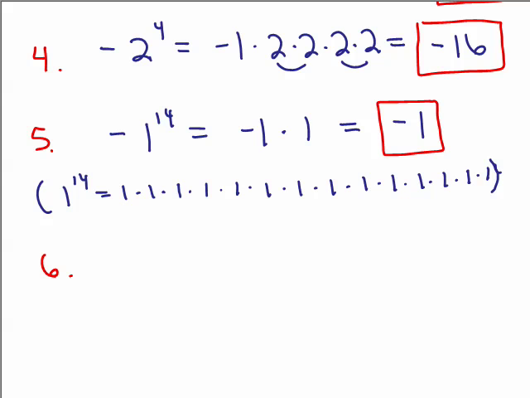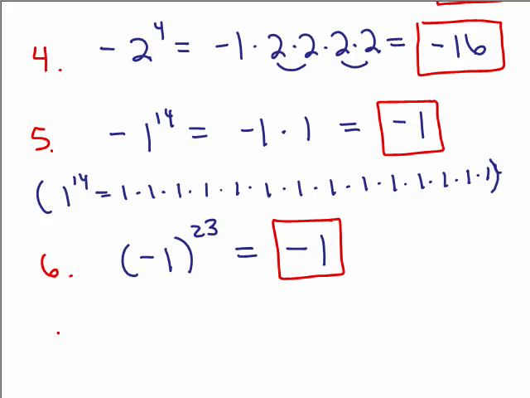All right, number 6, we have a negative 1 in the parentheses. And we are raising that to the 23rd power. So now we have to think about what this is going to be. I'm going to take a negative 1 and multiply it times itself 23 times. So I'm going to have 23 negative signs. Well, if you have an odd number of negatives, the answer is negative. And again, you're multiplying 1 times itself 23 times. It doesn't matter how many times you multiply 1 times 1 times 1, the answer is 1. So this answer also happens to be negative 1 for a very different reason than number 5.